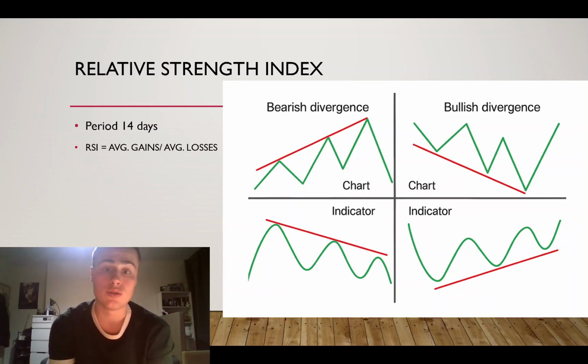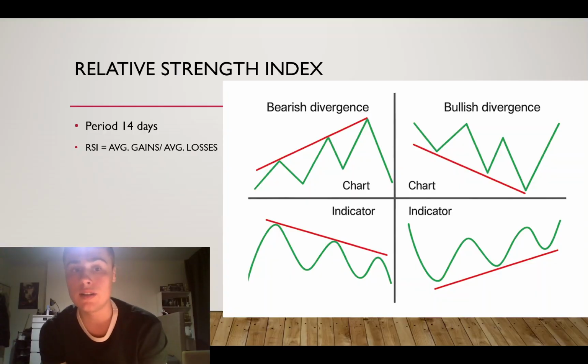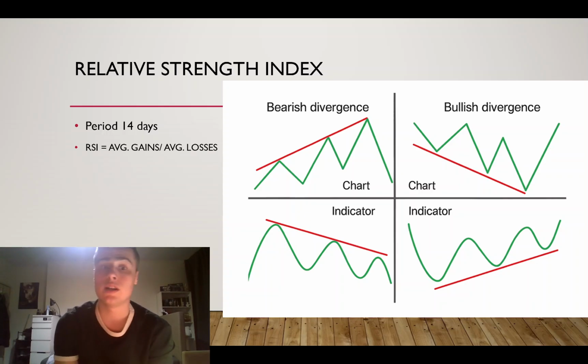It is possible to choose the different ones, but 14 days is long enough to demonstrate a trend and short enough to demonstrate the dynamic changes. The RSI is being calculated by the average gains divided by the average losses. Both gains and losses are taken within the period, in this case 14 days.